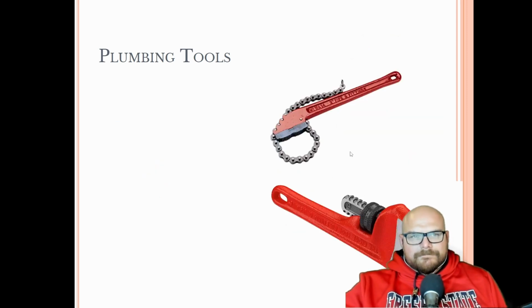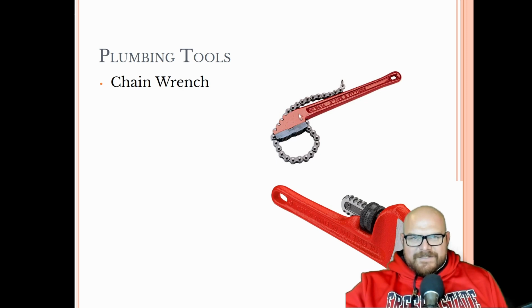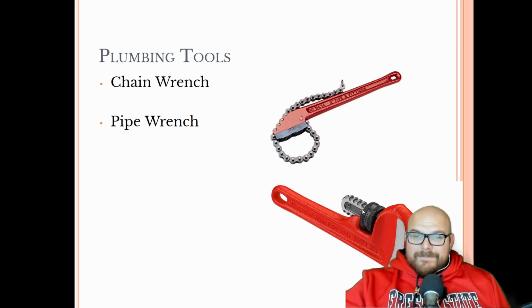Some of the things we use to tighten things up is a chain wrench. It works the same way the chain vise does, where you slip that in, and then it grabs onto the pipe. Or a pipe wrench right here, otherwise probably most known to a lot of people as a monkey wrench.